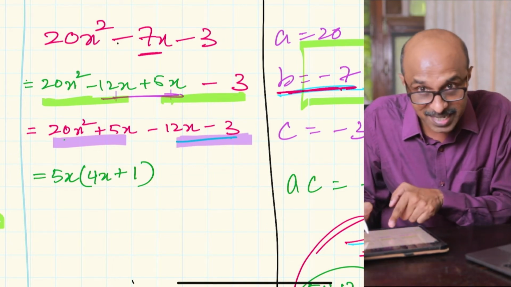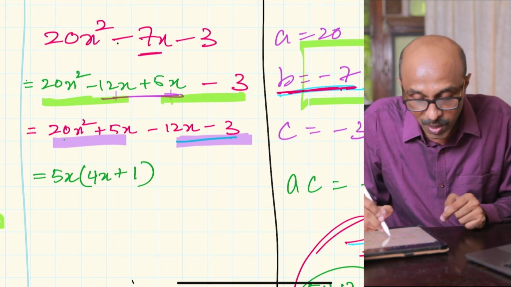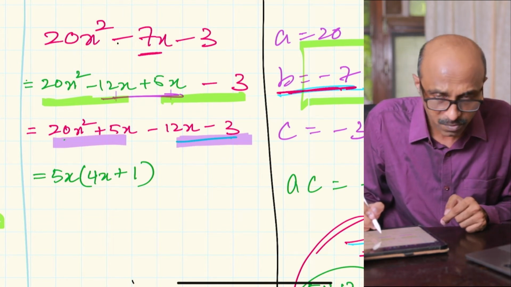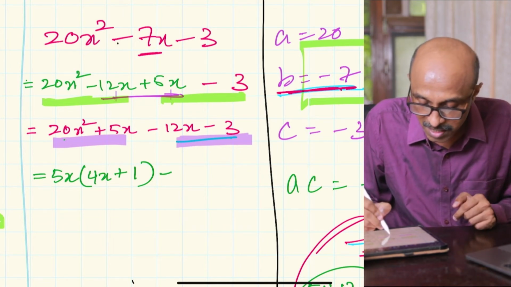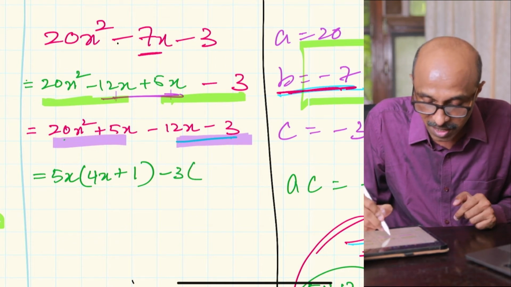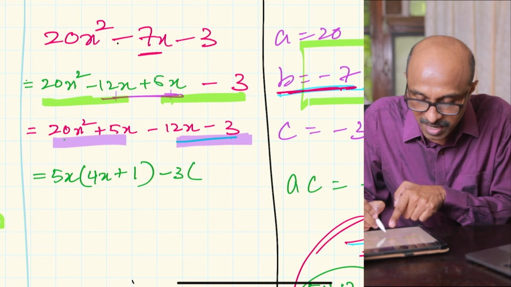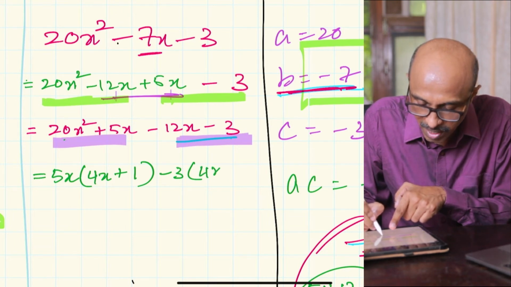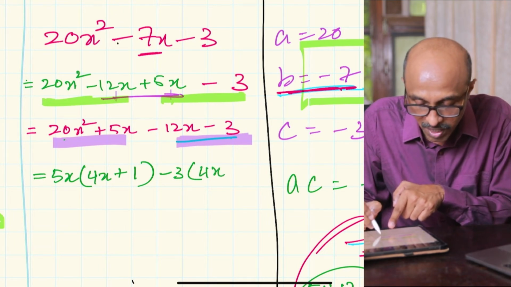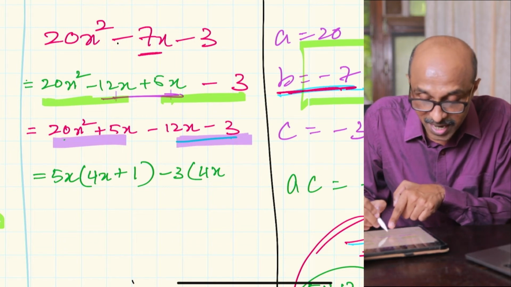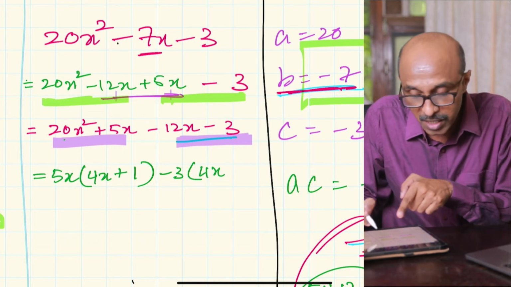5x times +1 will give you 5x. That's done. Next 2 terms. You have a -12x and a -3. Well, what's the highest common factor? You can write down -3 outside, okay? -3 times what gives you -12x? It should be a +4x, okay? -3 times a +4x will give you a -12x. -3 times what gives you -3? Well, it should be +1.